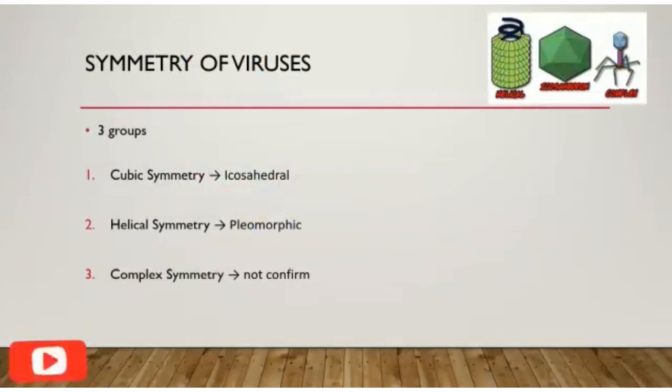Viruses are divided into three groups based on the morphology of the nucleocapsid and the arrangement of capsomeres. Number one is cubic symmetry. The virus particle is icosahedral in shape, with nucleic acid contained inside the capsid. The icosahedron is composed of 20 equilateral triangles, 12 vertices, and has 2, 3, 5 rotational symmetry.